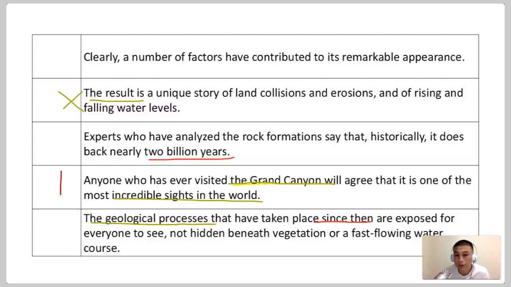Which one has to come first? A since then or 2 billion years? I hope you said 2 billion years, right? 2 billion years has to come before since then. So what does that tell me? Come number 2, right? Because I know that this has to come after 2 billion years. The result has to come after the geological process. I'm only left with 2 options for number 2. I haven't read anything yet, but I know number 1, and I only have 2 options for number 2.